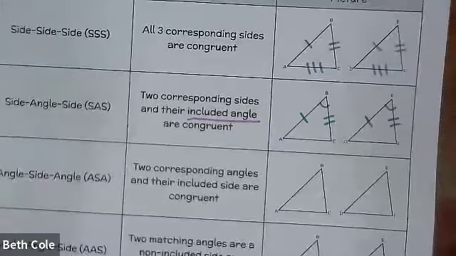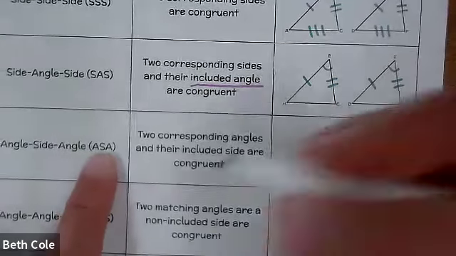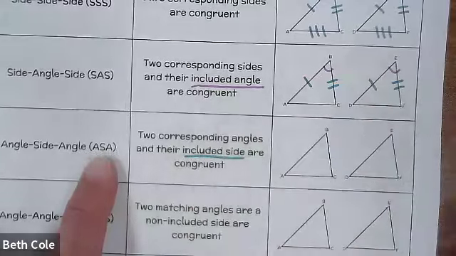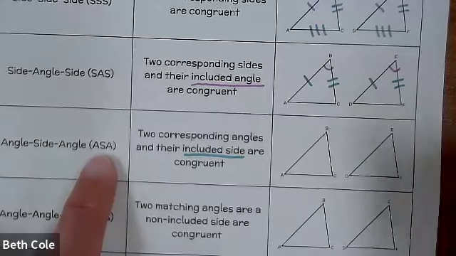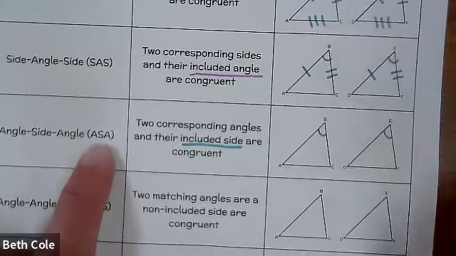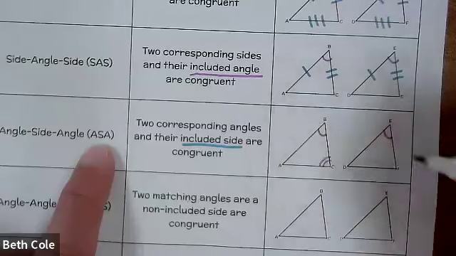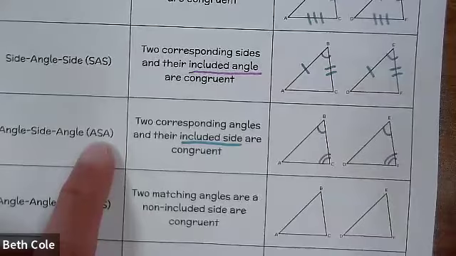All right. The next one is angle side angle. Do you see how the side is in between? Included side. All right, so let's do our 2 angles, and then we'll figure out which side is in between. So let's do this angle right here. Those are congruent. And then we'll do this angle right here. Those 2 are congruent. So do you see how I picked 2 angles?